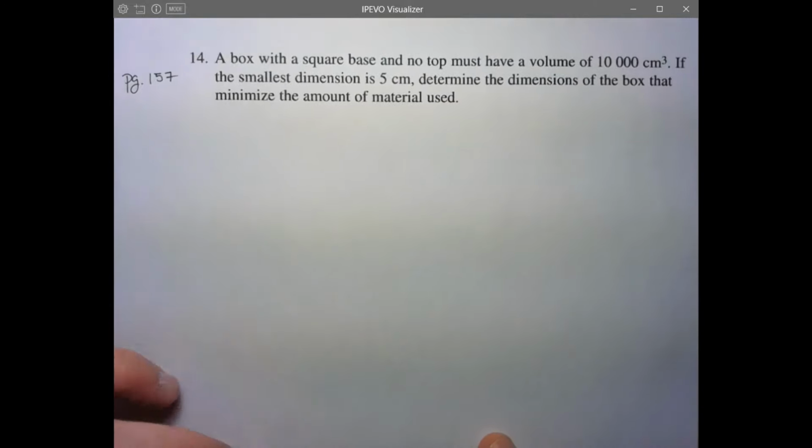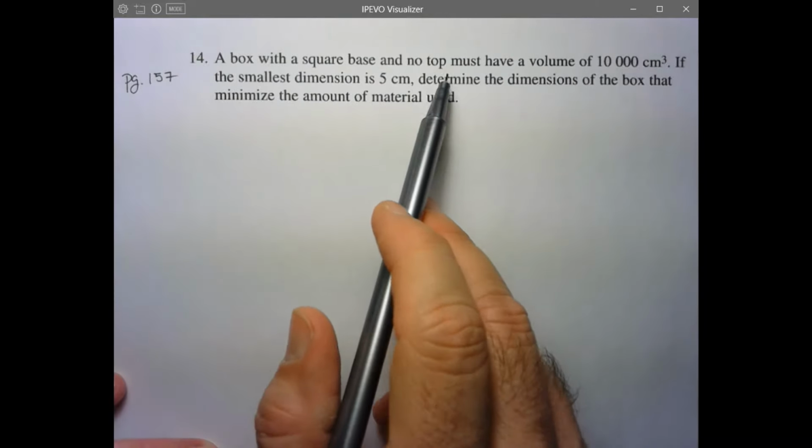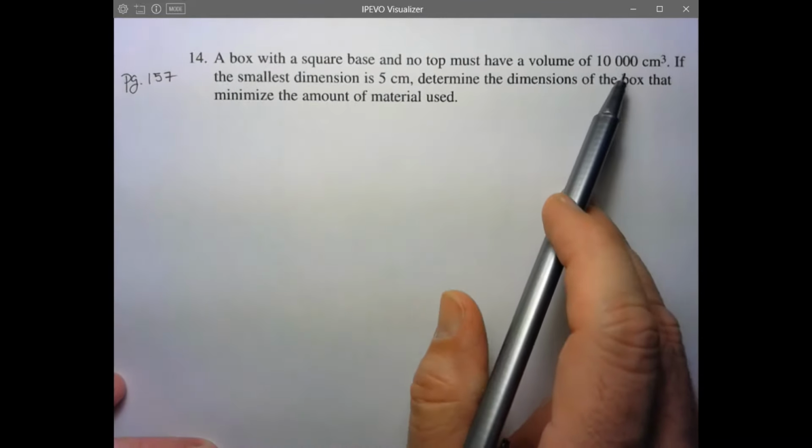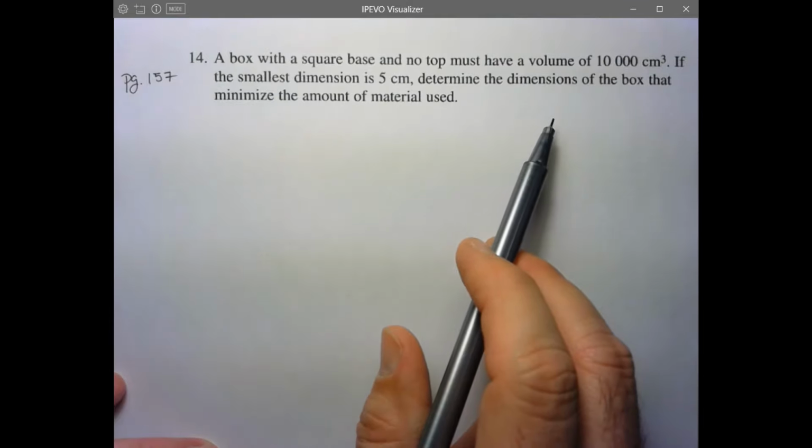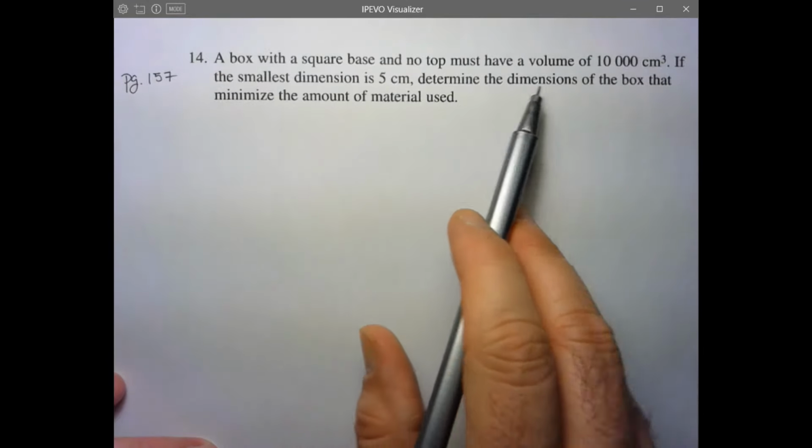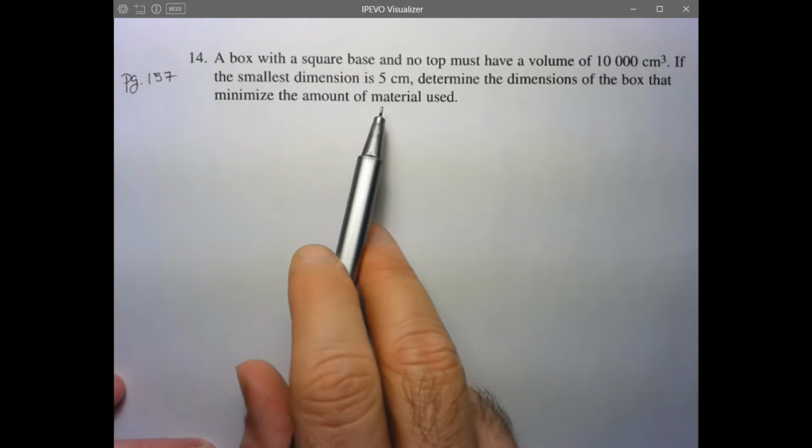Hi folks, we're going to take a look at number 14 on page 157. Here they tell us that we're working with a square-based box with no top, and they give us a specific volume it has to have. And they want us to determine the dimensions of the box that minimizes the amount of material used.